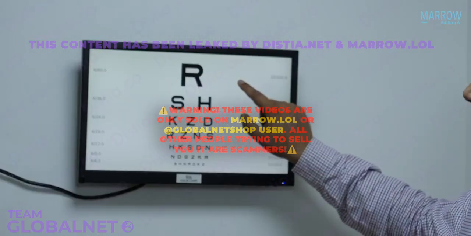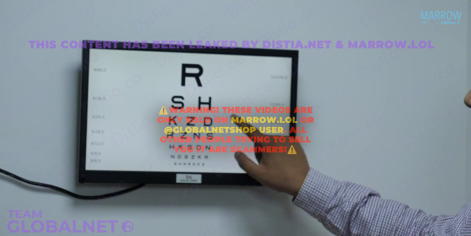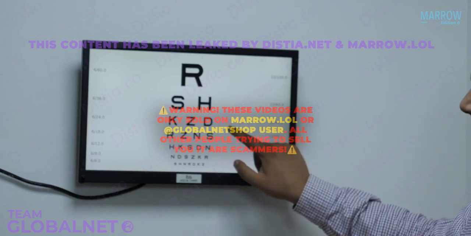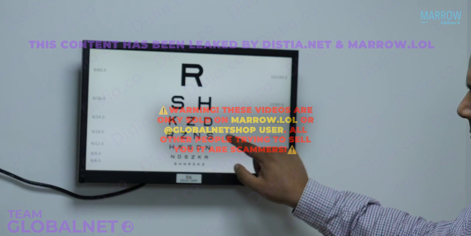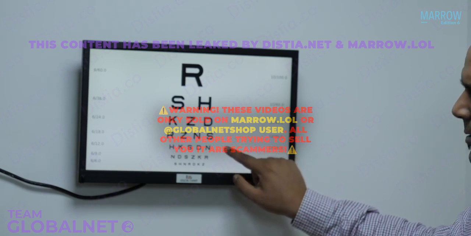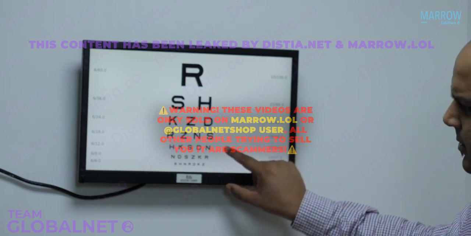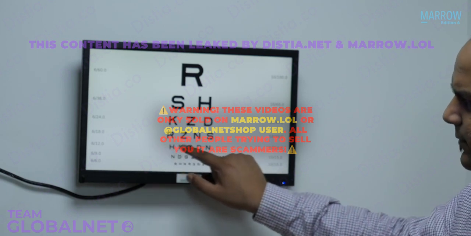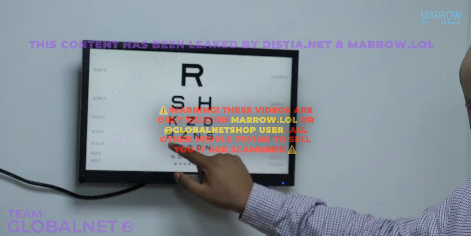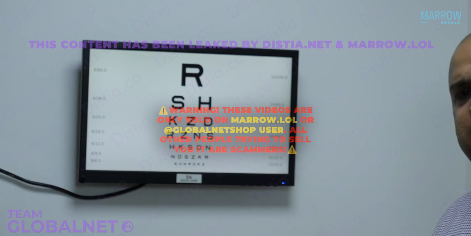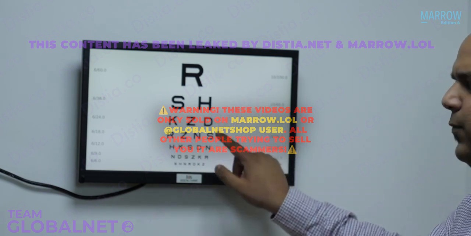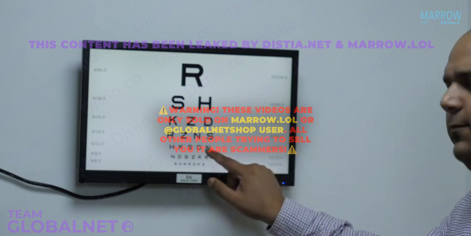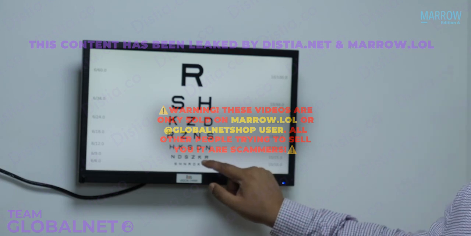Sir, start. R S H K Z D R Z N S. Can you read this line? No, I cannot read this. You cannot read the fifth line? No. No letter? No letter. Okay. So the patient is saying that he can only read the top 4 lines, but he cannot read the 5th, 6th and the 7th line on the Snellen's chart.